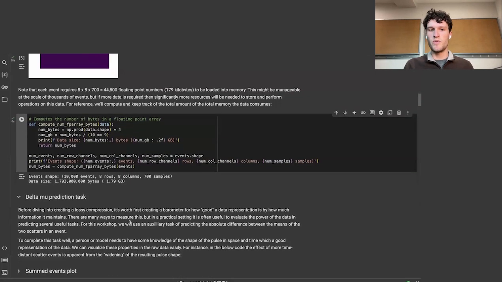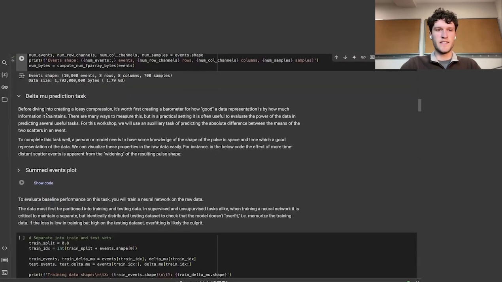So then the other question is, okay, how do we maintain the quality of data? And that's through this delta mu prediction task. So what we're going to do is say, all right, in order to assess the information encoded in this data, let's use this data to perform some auxiliary task on some baseline network that we know how it performs, and then see how that performs on the raw data versus the compressed data. And the difference in performance is basically how we evaluate how well our model compressed this data.